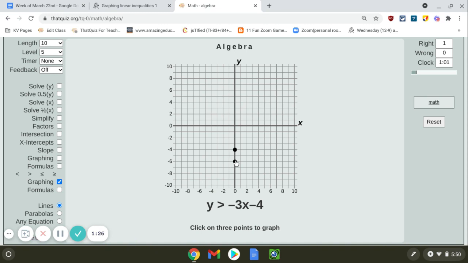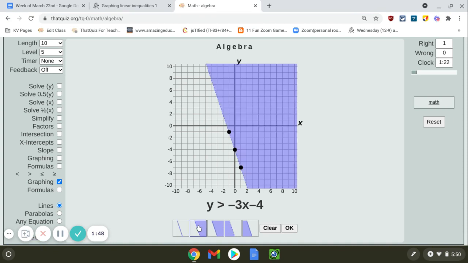I can go down 3, and then over 1. And I could go down 3 more and over 1. If I didn't have room, I'd have to go up 3, 1, 2, 3, and then over 1 the other way, just so long that it's a negative slope in the end. All right, this one is going to be a dashed line because it doesn't have the bar under it, so it's got to be either this one or this one.